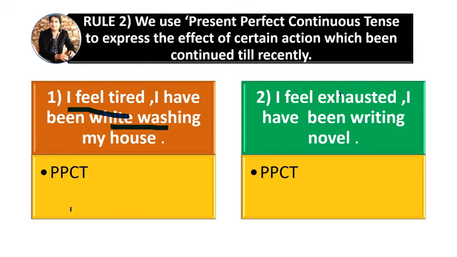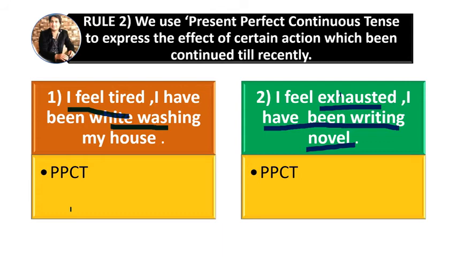It means he may have been writing the novel for a very long time, and that's why he feels exhausted now. So such a situation may be there. If such a situation is there, you can make use of the present perfect continuous tense. But here you need to remember one thing: there is no mention of since and for. So without since and for, a sentence can be present perfect continuous.